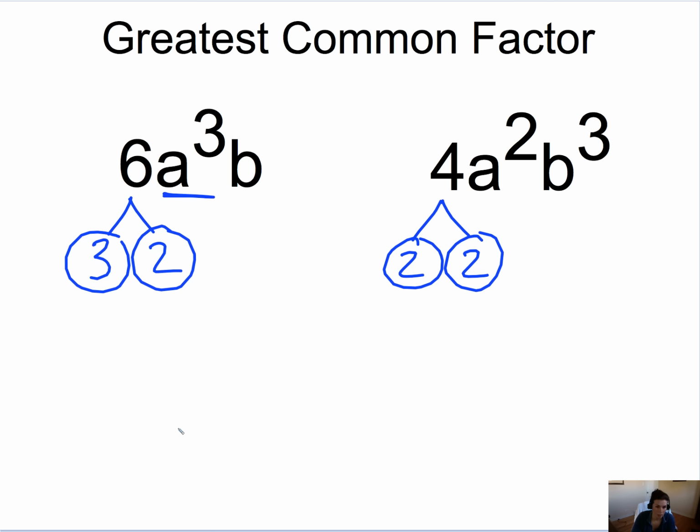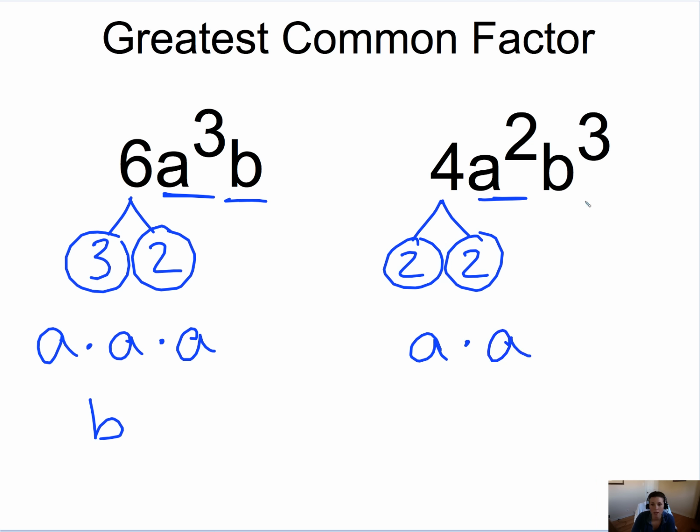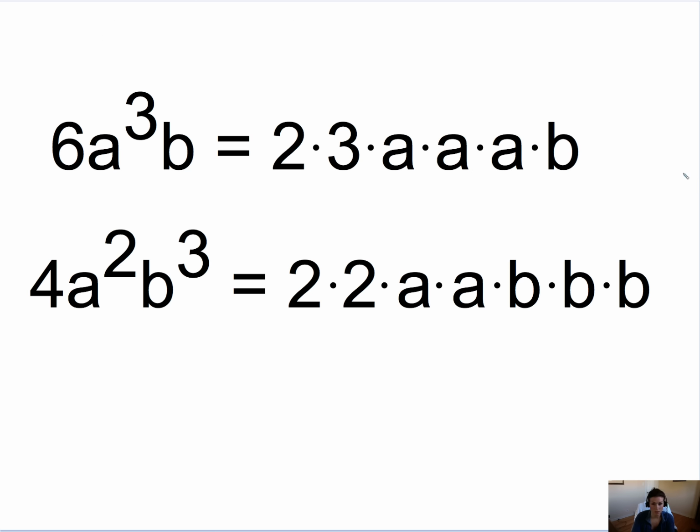Then when I'm writing out a to the third power, I'm just going to write a times a times a, and then b would just be 1b. That's it. And then over here, a squared is a times a, and b to the third is b times b times b. So now here's the prime factorization for both of those. I listed it all out in order on the next slide so you could see it.